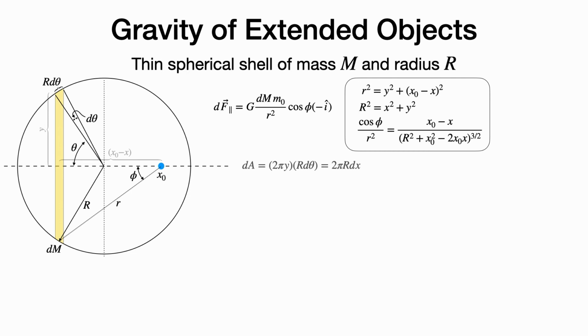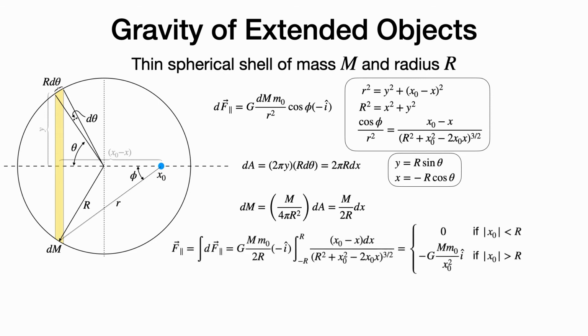So, this means that the area of the hoop is the product of its circumference, given by 2 pi times its radius y, and multiplied by the width of the little area, which is d theta. And given the relationship between x, y, and the angle theta, we can immediately see that y times d theta is simply dx. This allows us to compute the mass dm of this particular ring of matter. Putting this all together and integrating over all of the rings of matter that make up the thin spherical shell, we find the following very interesting result.